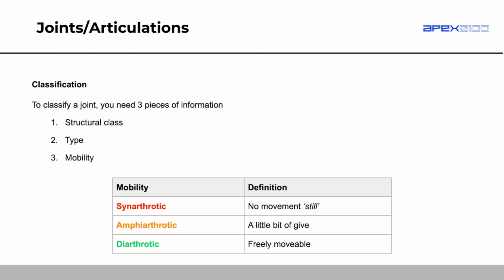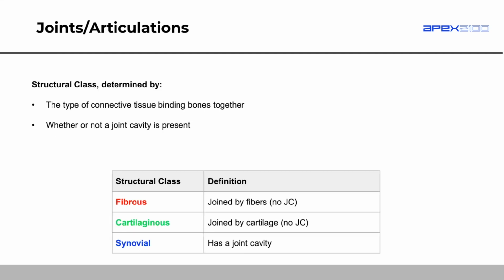Diarthrotic joints are freely movable. So our diarthrotic joints are what allow us to move day to day. They're the most common in the body. But just remember, diarthrotic is freely movable, synarthrotic is still, and amphiarthrotic is a little bit of give.